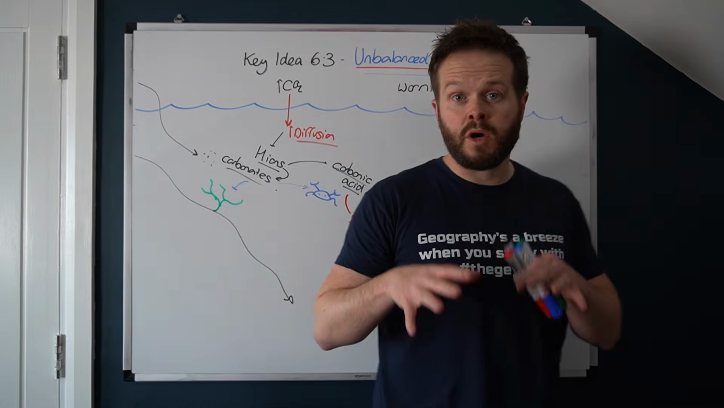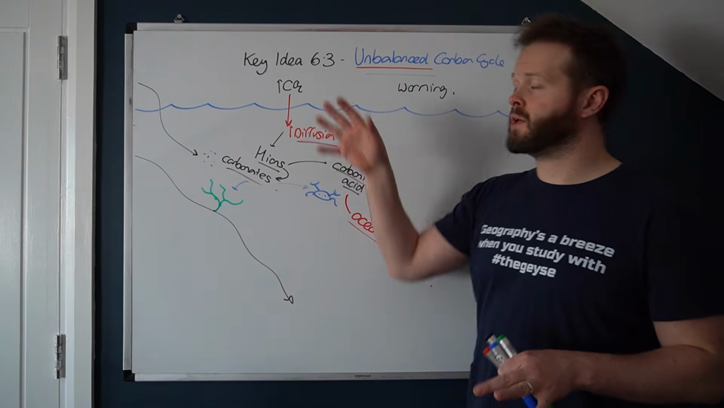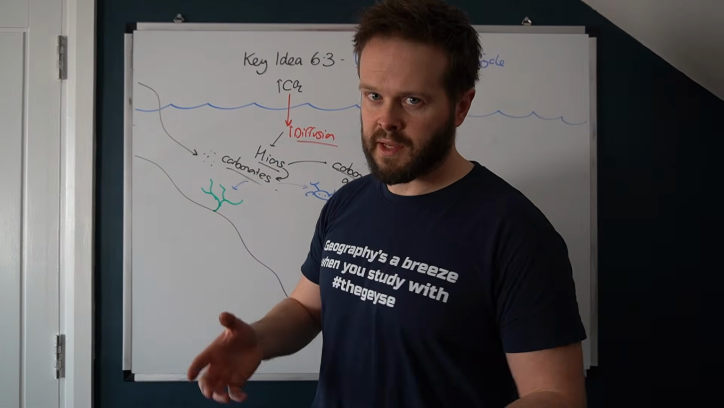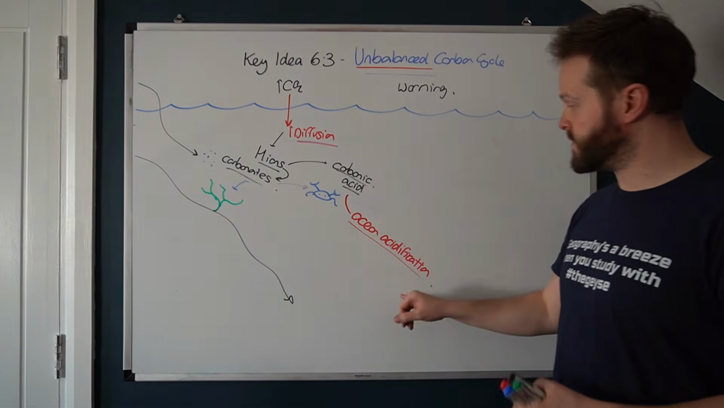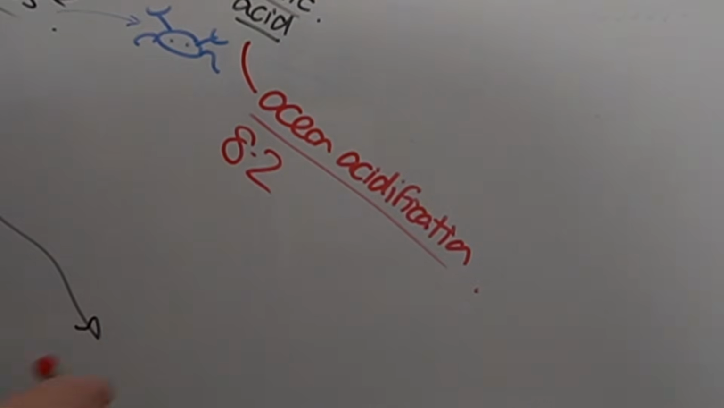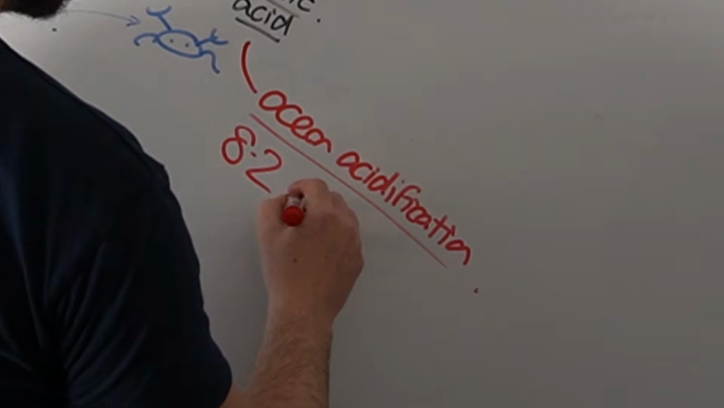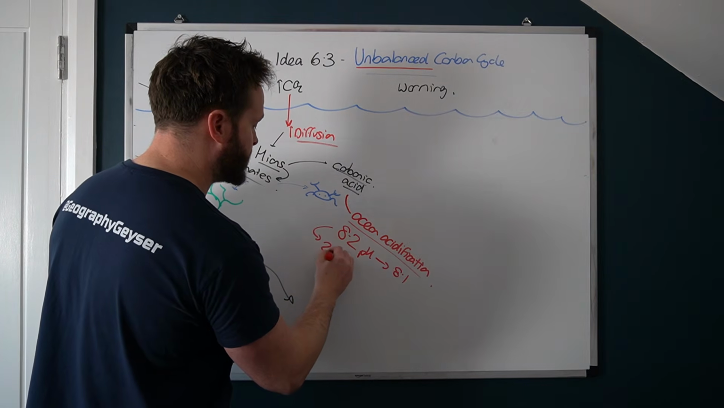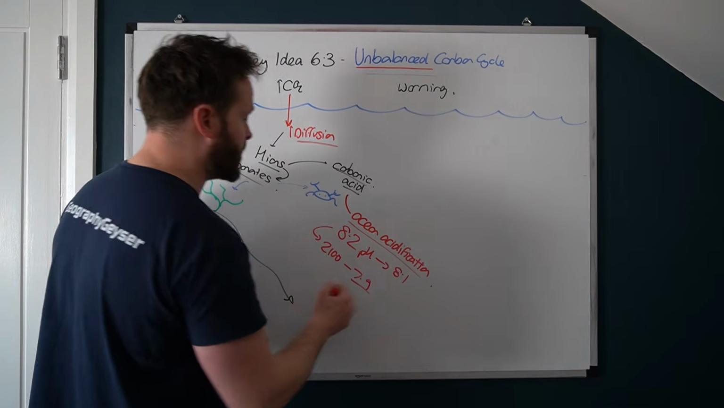So this is one of the most worrying parts about the increase in CO2 in the atmosphere. We've unbalanced the carbon cycle by releasing CO2 into the atmosphere, and what that's doing is it's acidifying the oceans. The oceans are alkaline, so naturally they'd be around a pH of 8.2. Currently they're around 8.1, and it's thought that by 2100 they will be around 7.9.